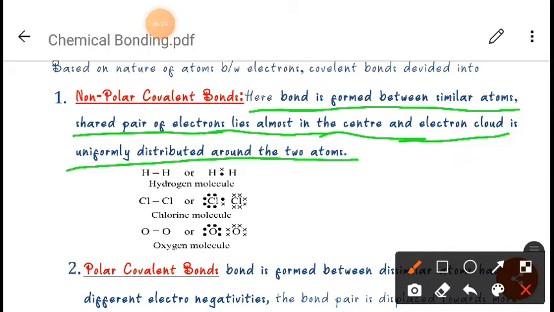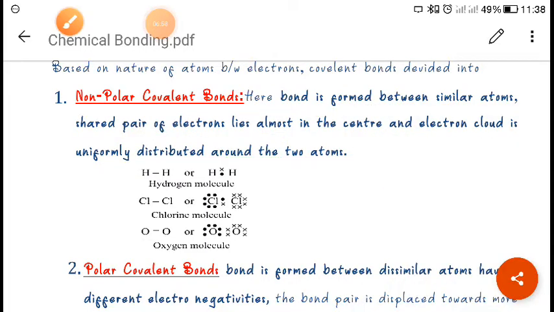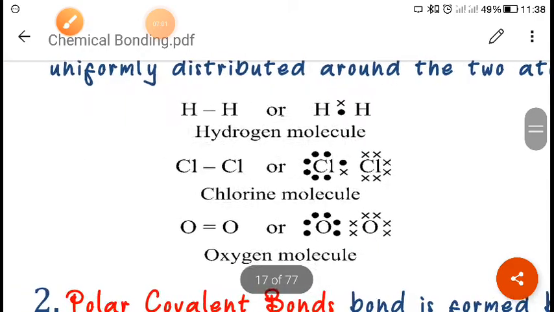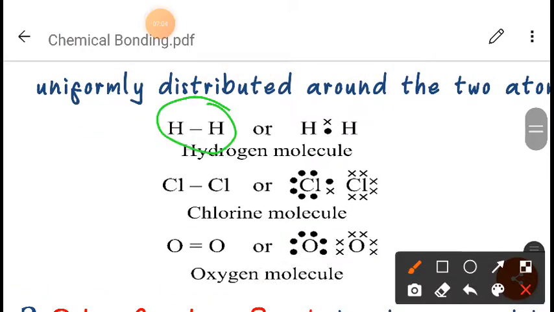whatever electrons they share, those electrons will lie in the middle, almost in the center, and the electron cloud will be uniformly distributed. As you can see in the example of hydrogen, both are the same, right? Hydrogen here also. So you can see the shared pair of electrons is almost in the center, and the electron cloud is uniformly distributed.